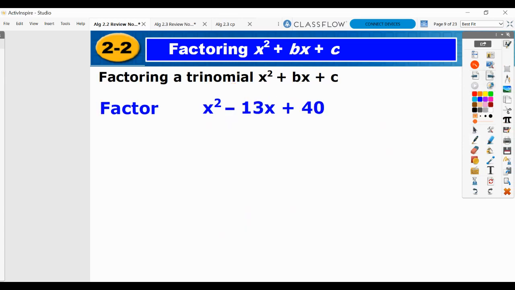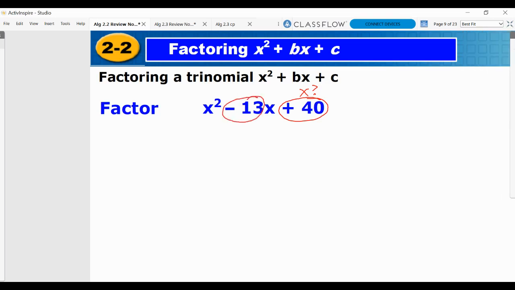Take a look at this one here. Now we're going to factor x squared minus 13x plus 40. Here's what you're looking for again. You want to find two numbers that multiply together to get positive 40 and two numbers that add together to get negative 13. Now look at that, you have a negative to work with.